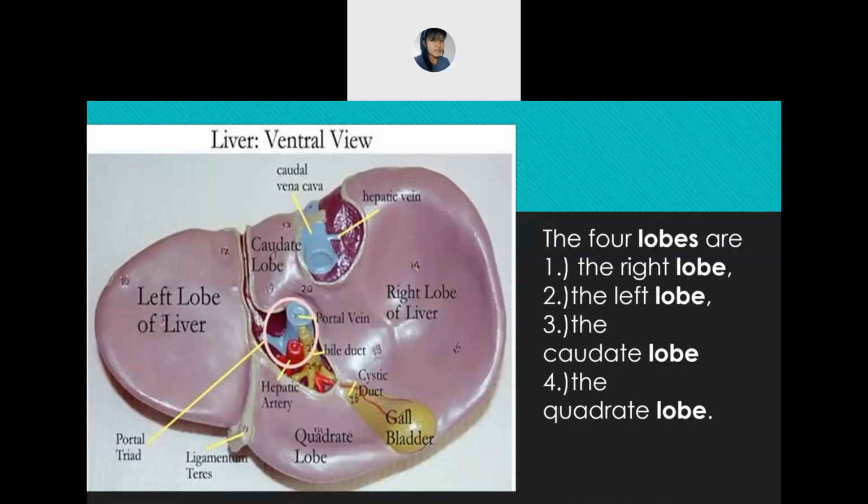Lobes means like different compartments. The liver is divided into four compartments or four lobes. What are those? The right lobe, which is this. The left lobe, which is this. The caudate lobe, which is this. And the quadrate lobe, which is this. Are you clear, everyone? Four lobes. I'll ask again, so please see carefully. Left. Right. Caudate lobe. This one. And quadrate lobe. This one. All this, no need to see for now. You just know the names of the lobes. I hope everyone is clear.